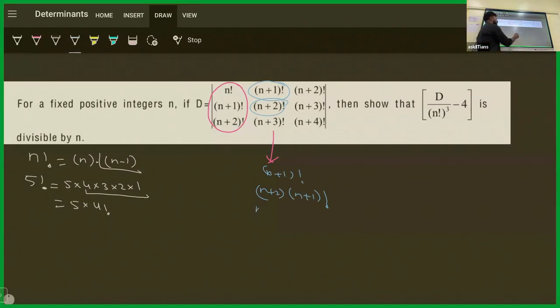And similarly, we can take here n plus 3. Then 1 less than n plus 3 will be n plus 2. Then we are left with n plus 1 factorial. Now, from the second column we can take n plus 1 factorial common. From the first column, we can take n factorial common. From the third one, we can take n plus 2 factorial common, right? But if we are taking n plus 1 factorial common, how are these commons going to help us?